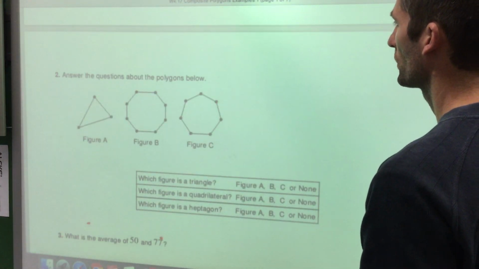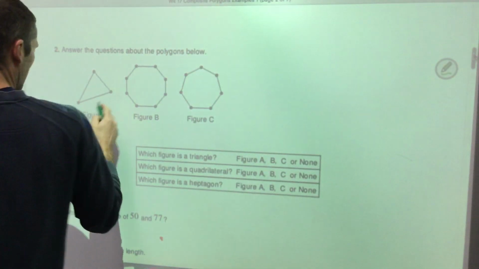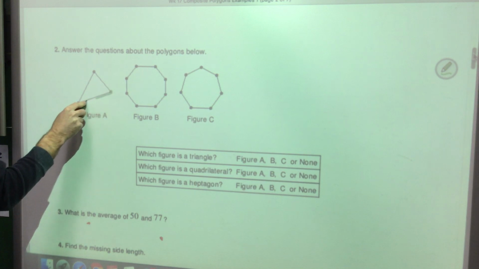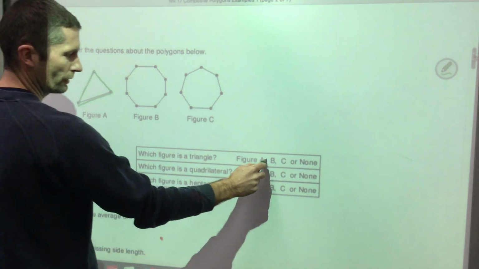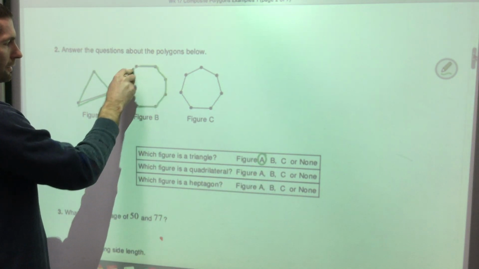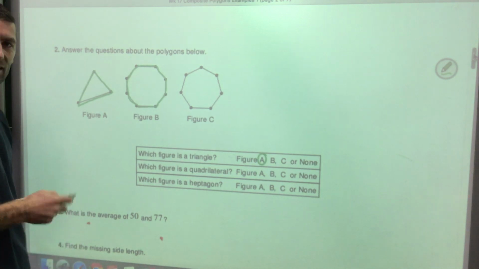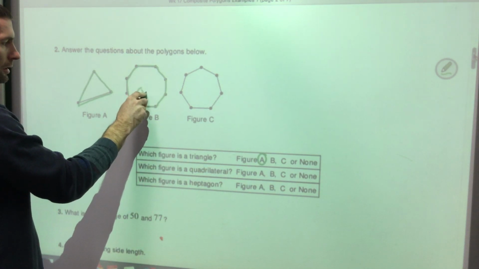Next, answer the questions about the polygons before. How many sides they have. Okay, so we look at how many sides. 1, 2, 3 sides. 3 sides is a triangle, so that's figure A. 1, 2, 3, 4, 5, 6, 7, 8 sides. 8 is an octagon. None of these is an octagon.